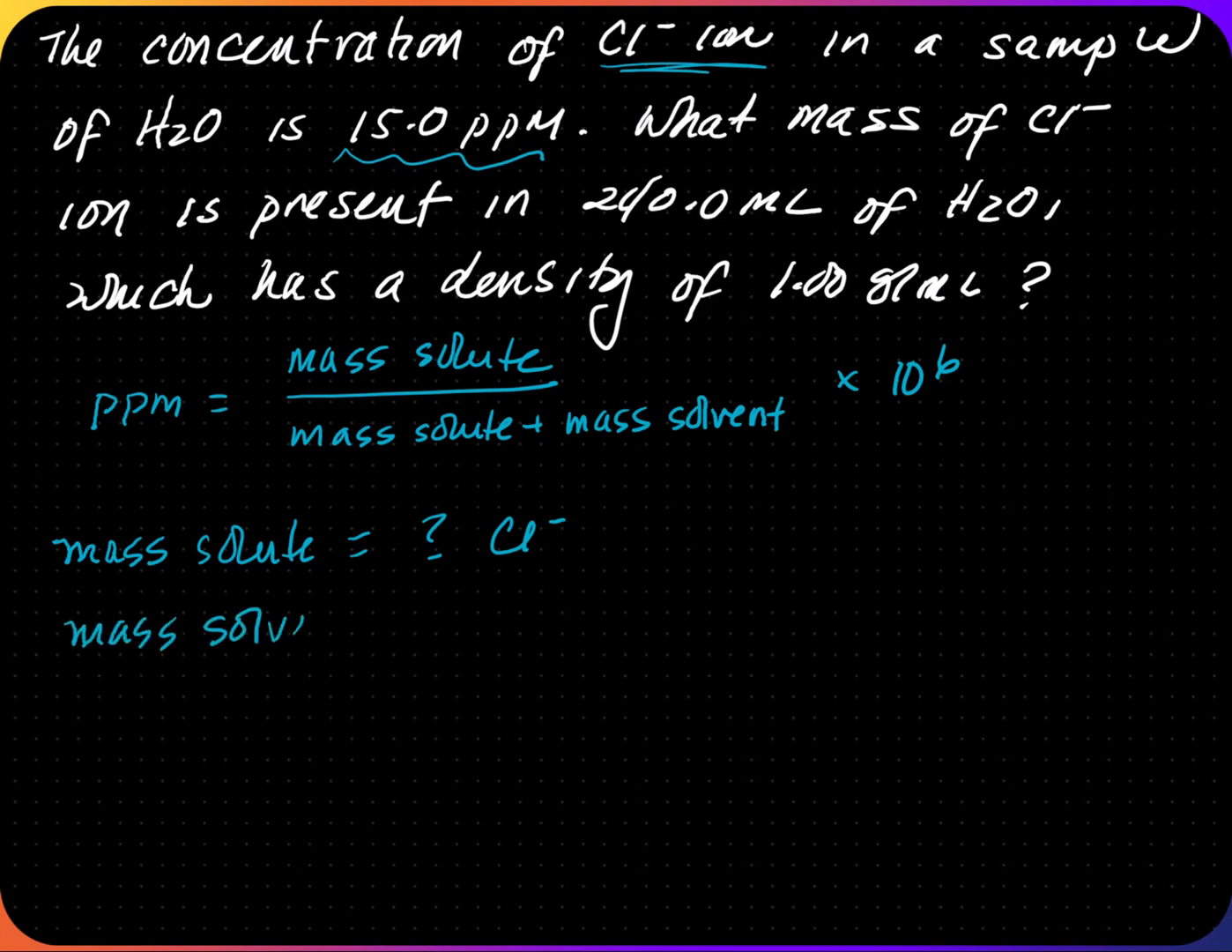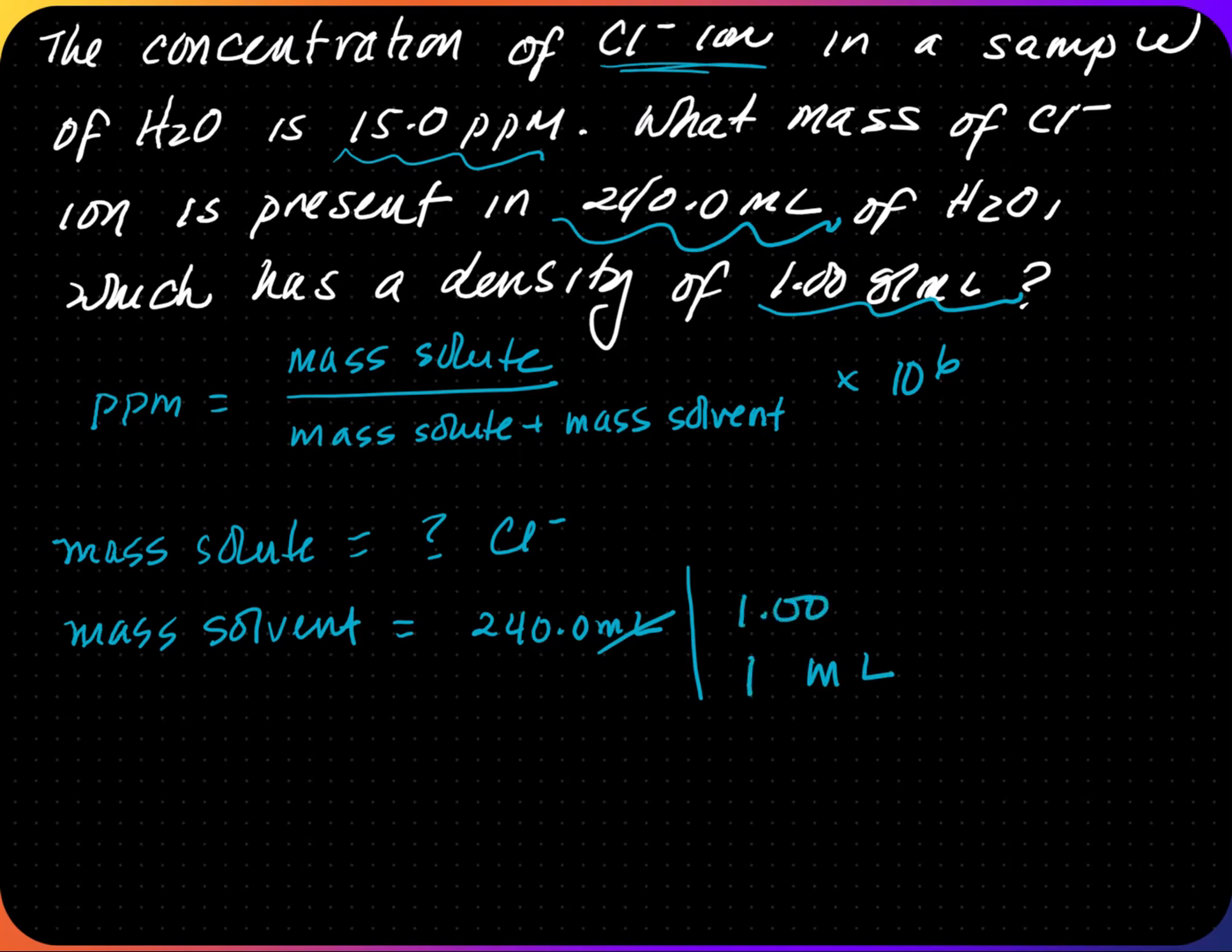Mass of my solvent is not given to me, but I know the volume of my solvent, and I also know the density of my solvent. So I'm going to solve for the mass of the solvent using stoichiometry. I'm going to start with 240.0 mLs. Diagonal units have to be the same. This is mL, this is mL. This is 1 mL to 1.00 grams of water. So this equals 240.0 grams of H2O.